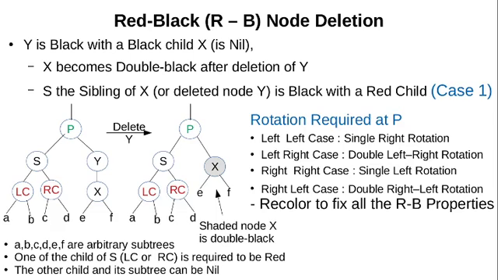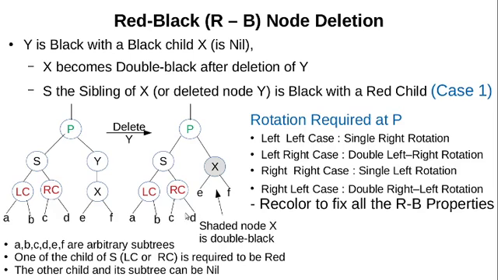In this case, to restore all the red-black tree properties, we are required to do rotation at P. The immediate question is, which type of rotation should be carried out? The type of rotation is decided based on the placement of S and its red child.